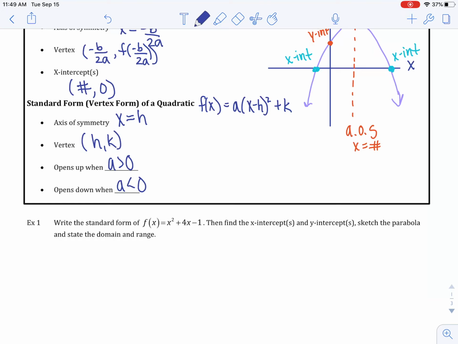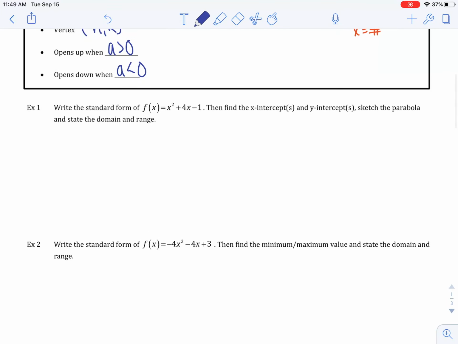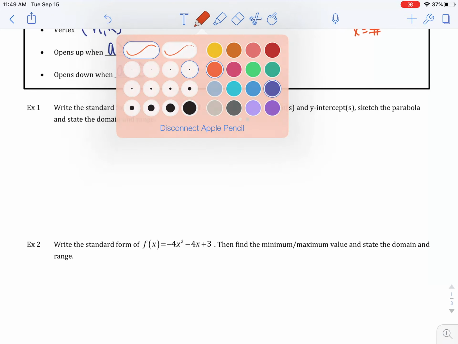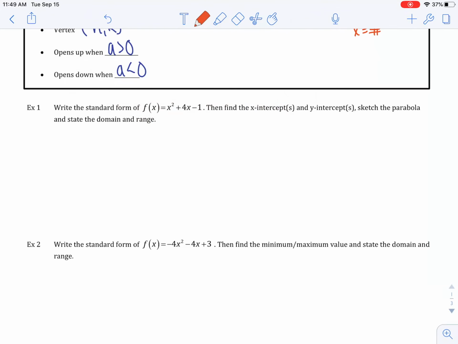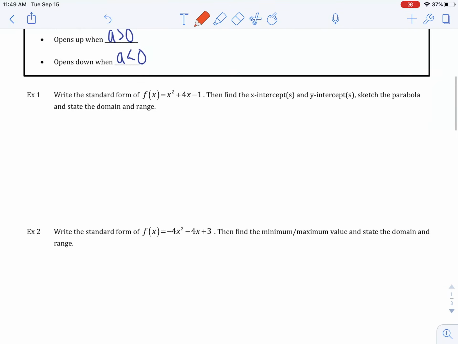All right, so let's jump into some examples. Example 1, write the standard form of f of x function, okay? Then find the x-intercepts, the y-intercepts, sketch the parabola, and state the domain and range. Okay, guys, for us to actually get from this regular quadratic function form and get it into standard form, so above this, I'm going to make myself a note. Standard form, I'm thinking vertex. We have to complete the square.